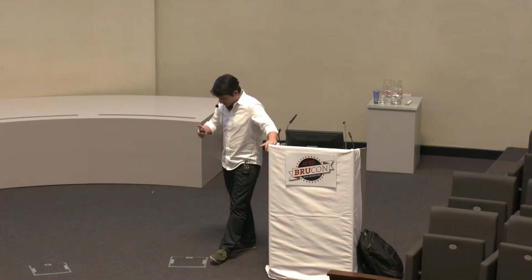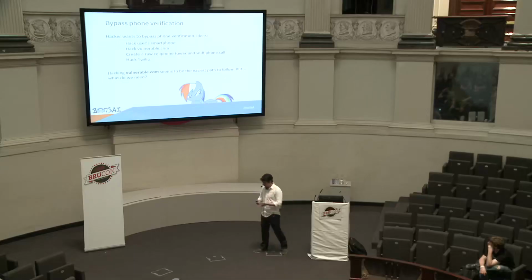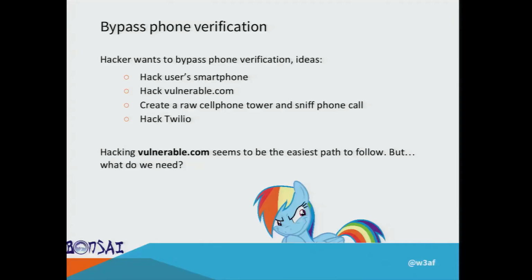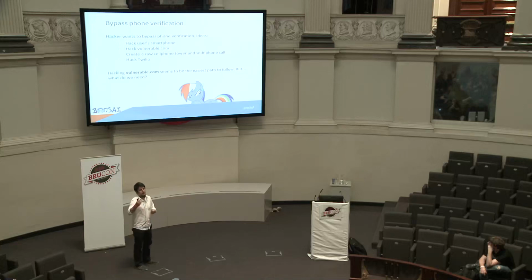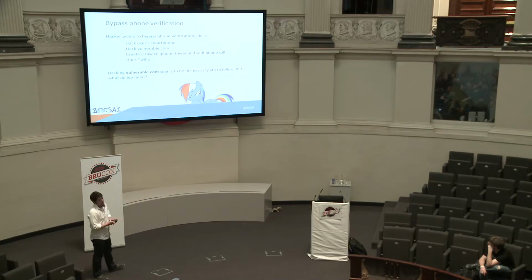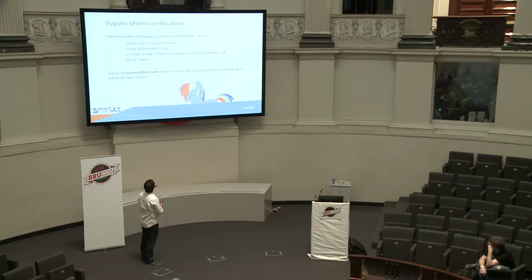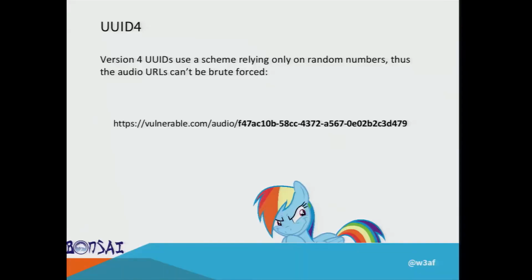I tried different ideas, like, all right, I could maybe verify the phone number of a different person, like hacking the smartphone of another person and stuff like that, but it was kind of complicated. So the best choice that I had was to hack the vulnerable web application, which was my actual target.